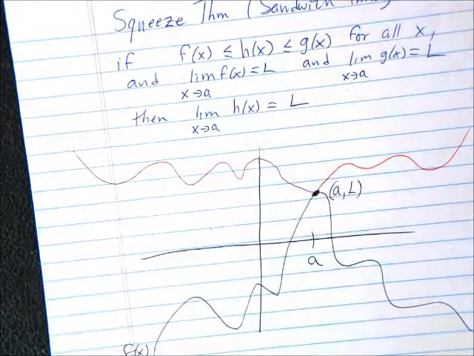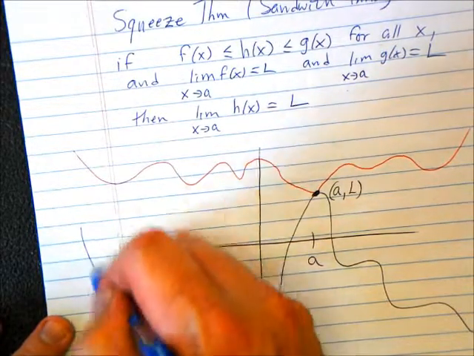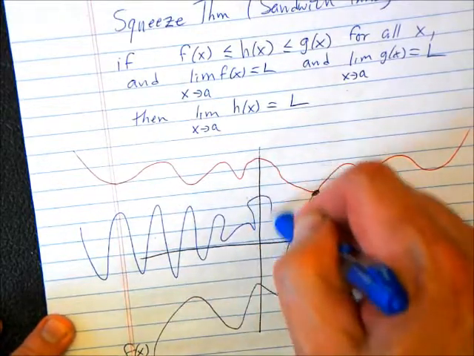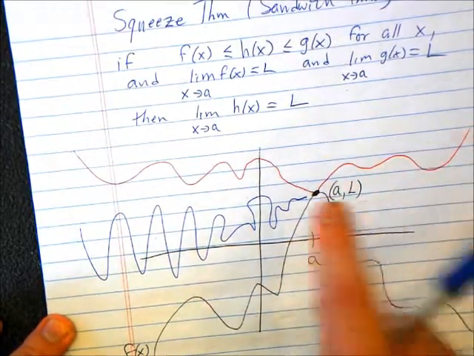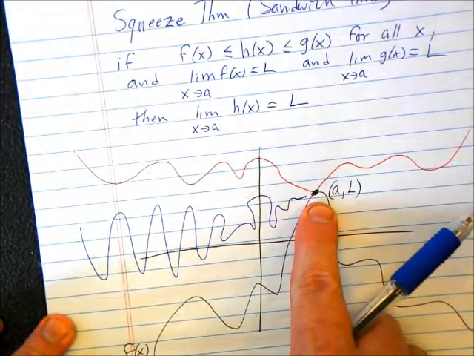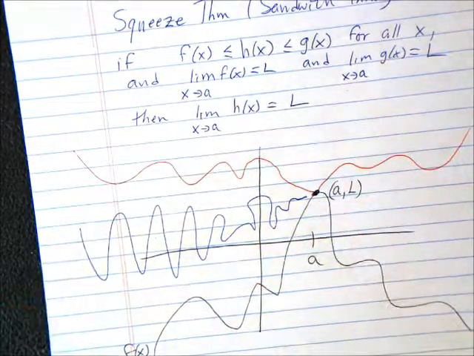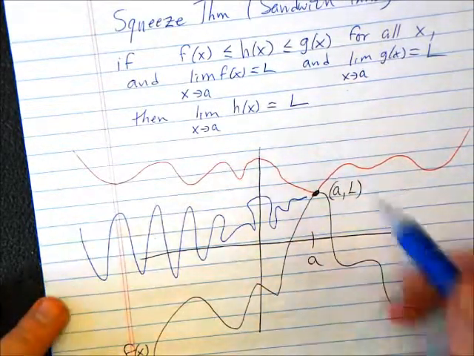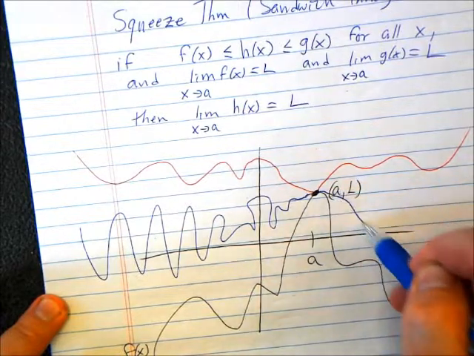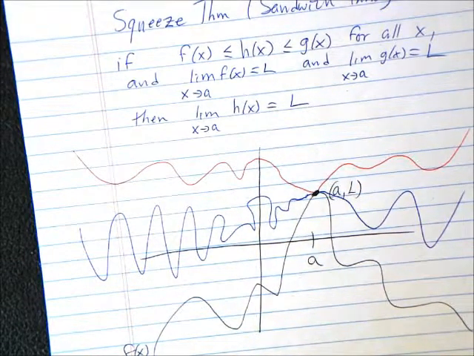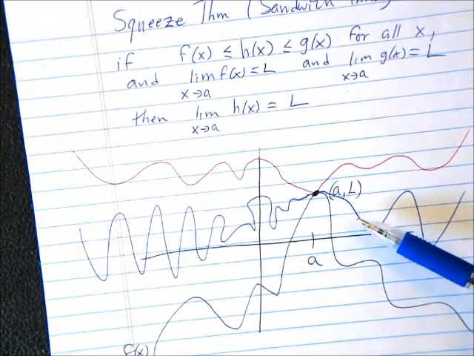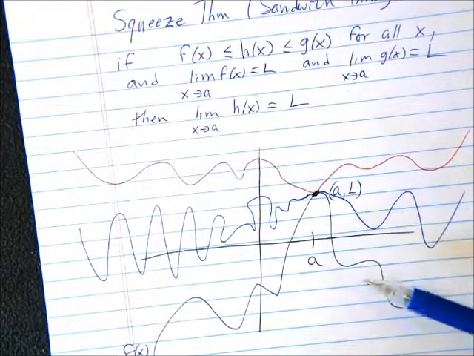And then where's h? H is stuck in the middle, always. So if h is stuck in the middle, it can do all sorts of silly, crazy things, but when it gets close to A, what has to happen? It has to go close to that point L because it's stuck in between those two functions. So that's why this is called the squeeze theorem. H is squeezed in between G and F. It's stuck in the middle.